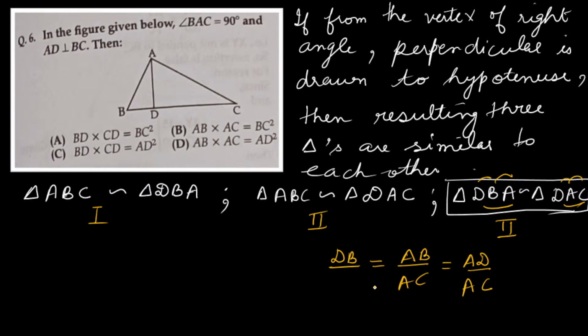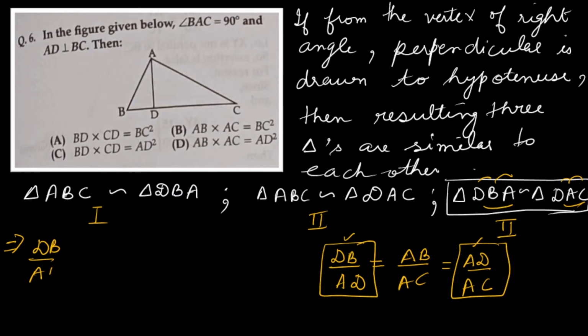DA means AD. See, here also I have AD, and here also I have AD. In the first ratio I have AD, in the third ratio I have AD. So I will use these two. So DB by AD equals AD by AC. Let's do cross multiplication. AC into DB is equal to AD square.